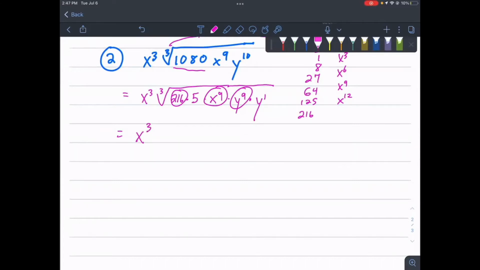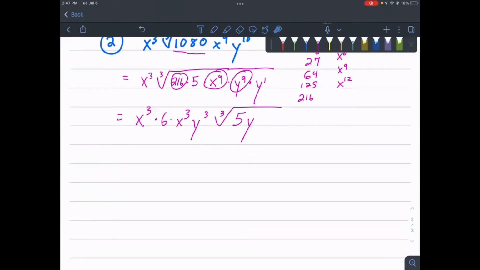Cube root of 216 is 6. That's going to be on the outside. When we take out the x to the ninth, you're going to do 9 divided by 3. When we take out the y to the ninth, we're going to do 9 divided by 3 again. And then we're going to write everything that's left underneath. So 5 is left and y to the first is left.